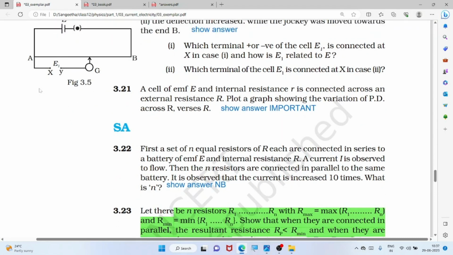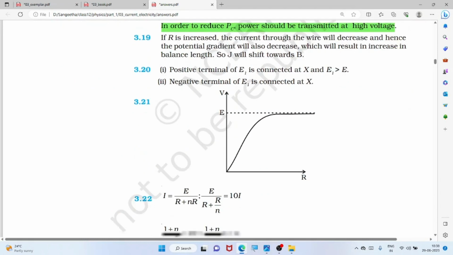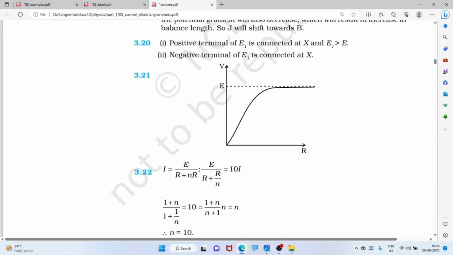A cell of EMF V and internal resistance r is connected across the external resistance R. Plot the graph showing the variation of the potential across R. The potential keeps on increasing, and at some point it is equal to the potential of this, then it will be steady. Okay, when the potential is equal to this potential, then it will be steady. It will not increase.